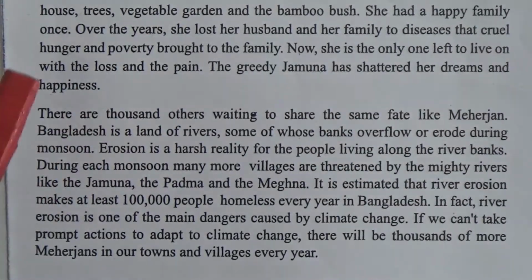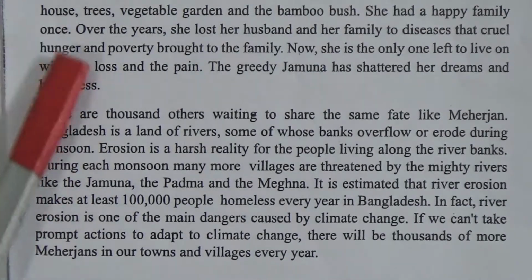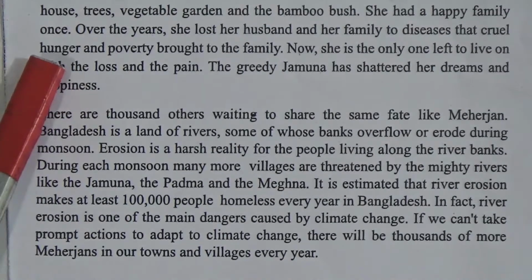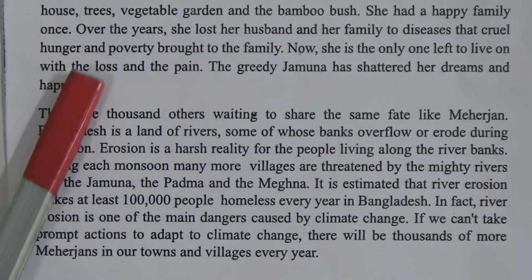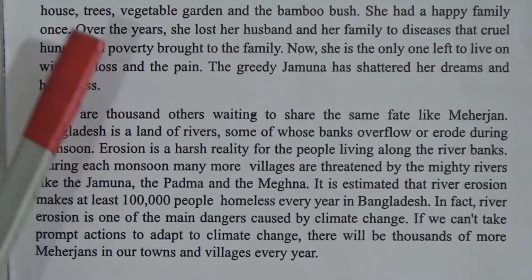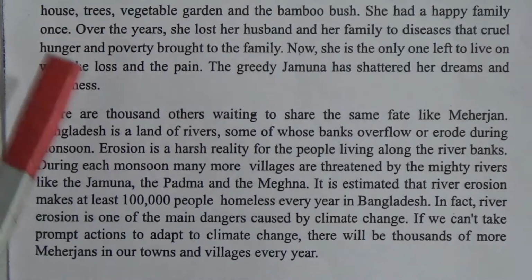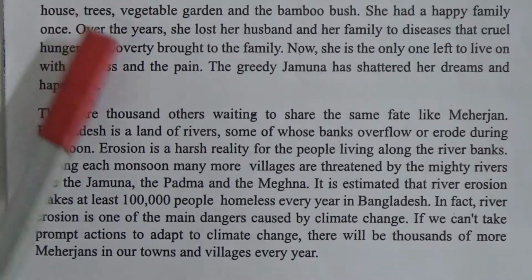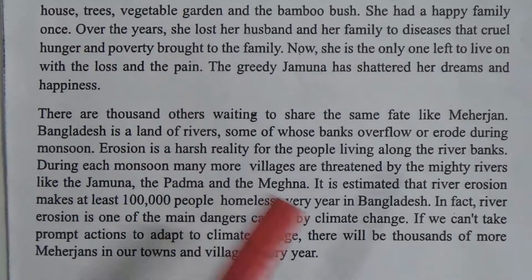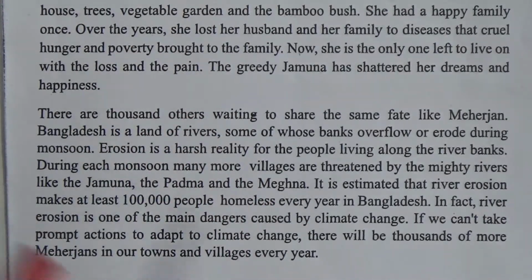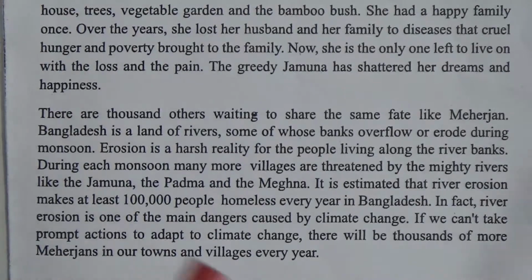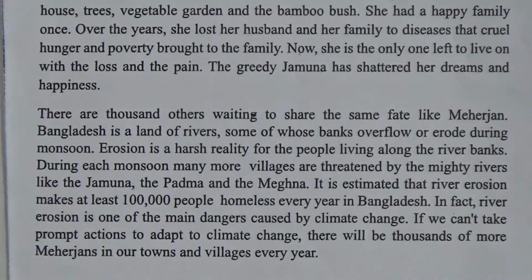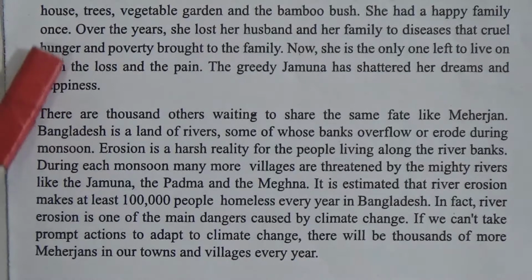So few years ago, Meherjan was quite happy because she had everything. She had a family, arable land. That means on this land she can cultivate different kinds of crops. That means cultivable land, and she had cattle also. But the erosion of Jamuna gradually consumed everything, that means her land property.